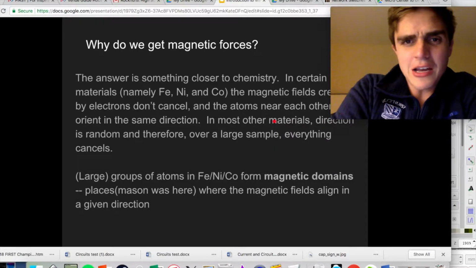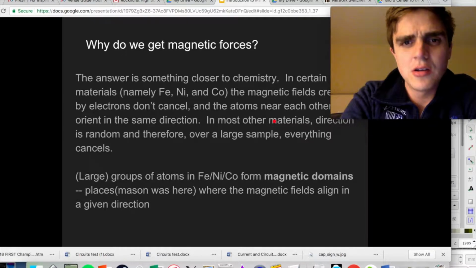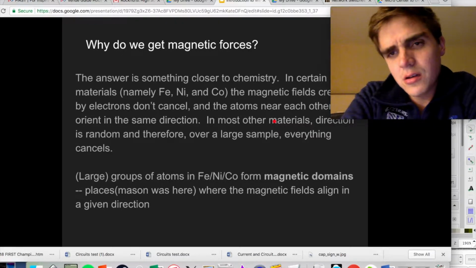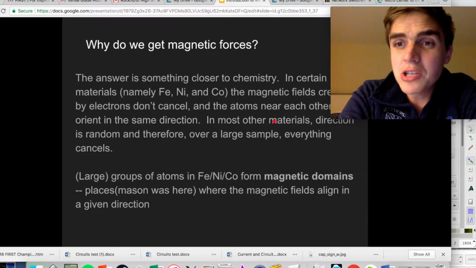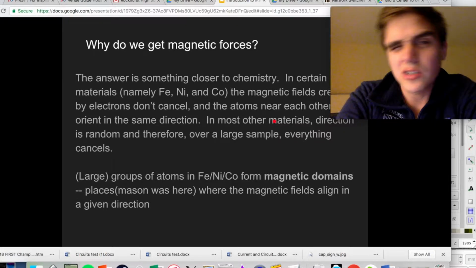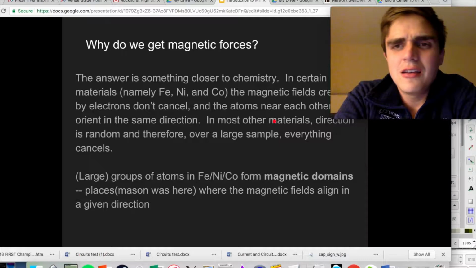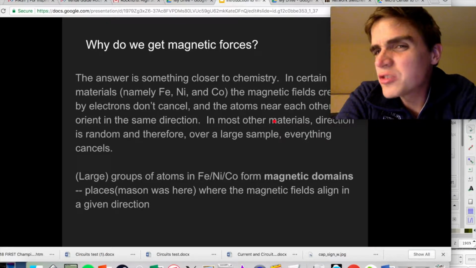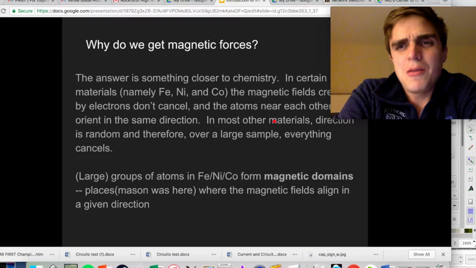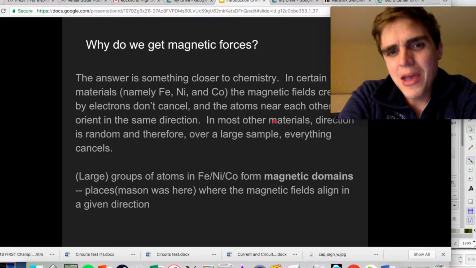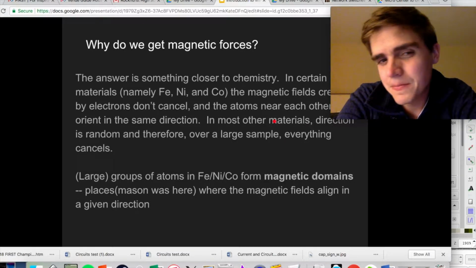The reason why I bring it up is when we start asking, well, how does a magnet actually work? We have to start asking this in chemistry. And certain materials, really iron, nickel, cobalt, there's something that looks random in most chemistry that ends up not being random. And it makes what's called a domain. A magnetic domain is something that I want to pick up with on Monday.